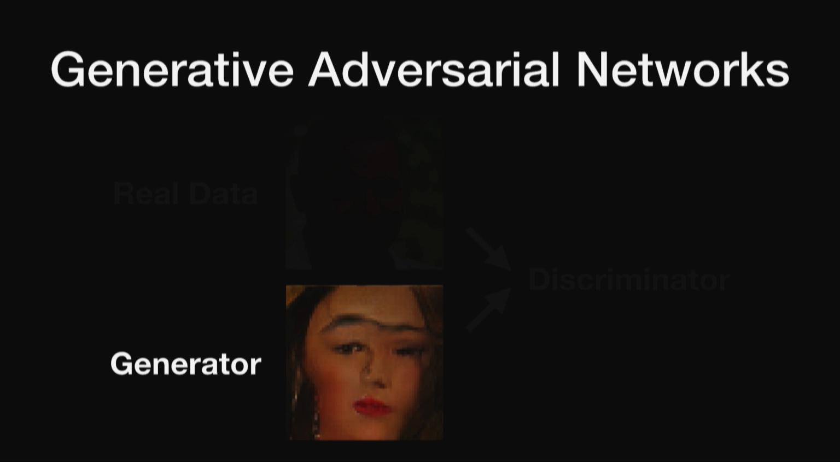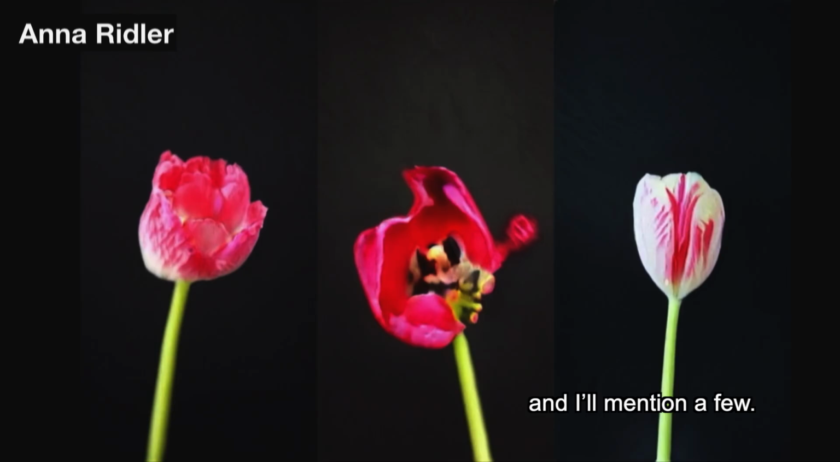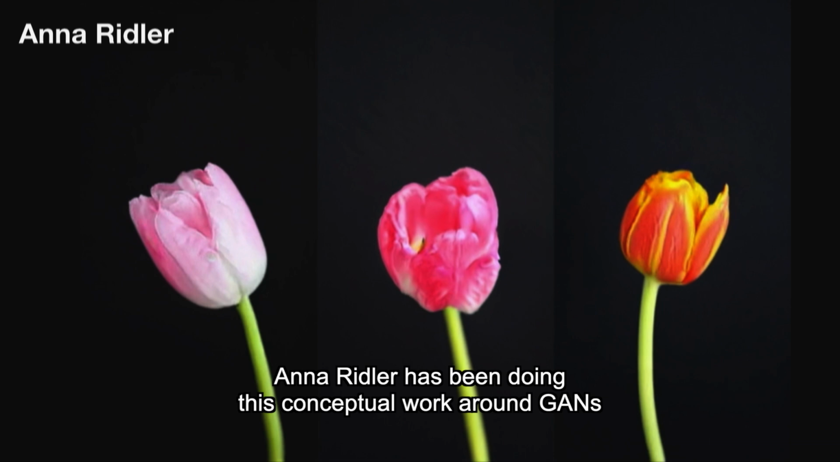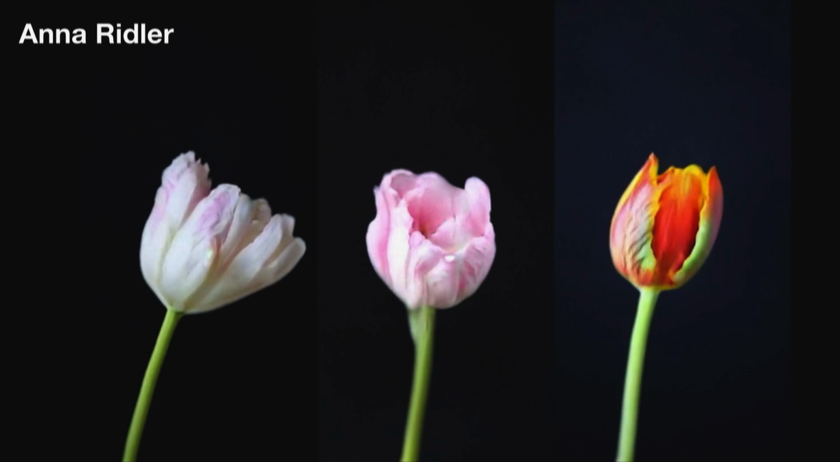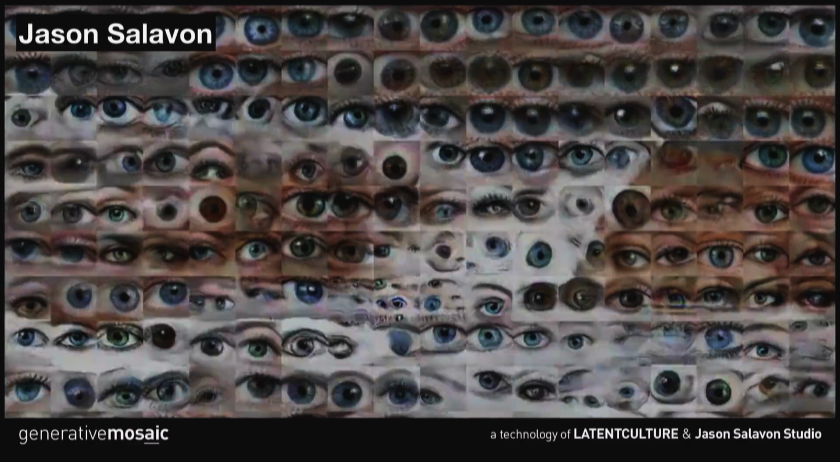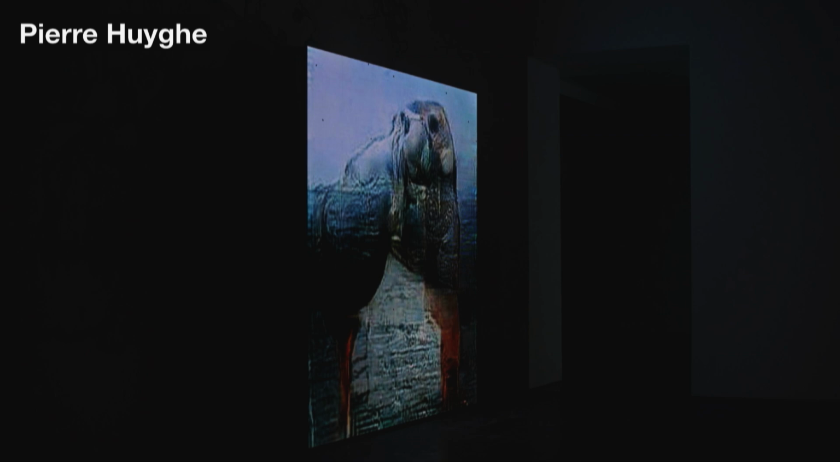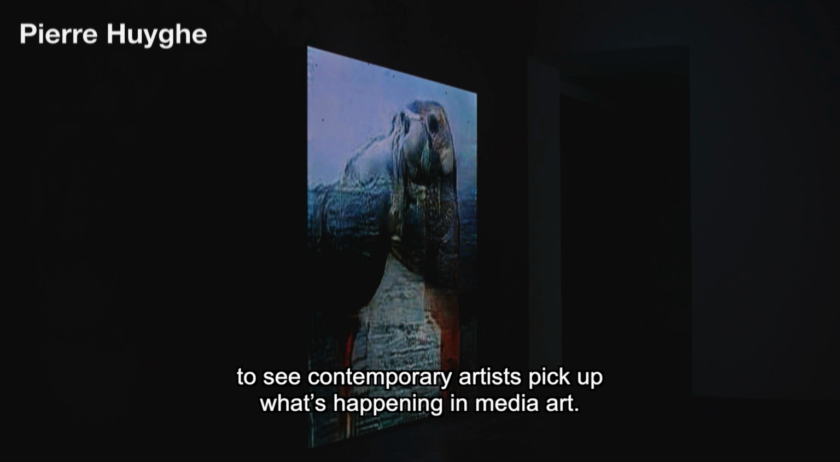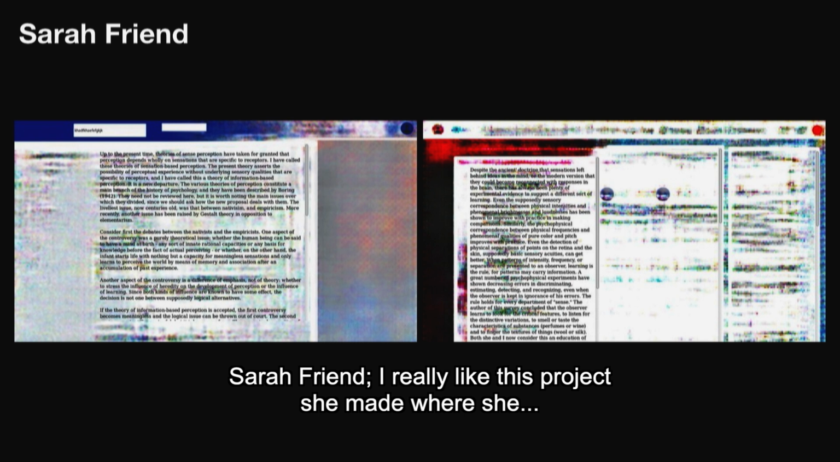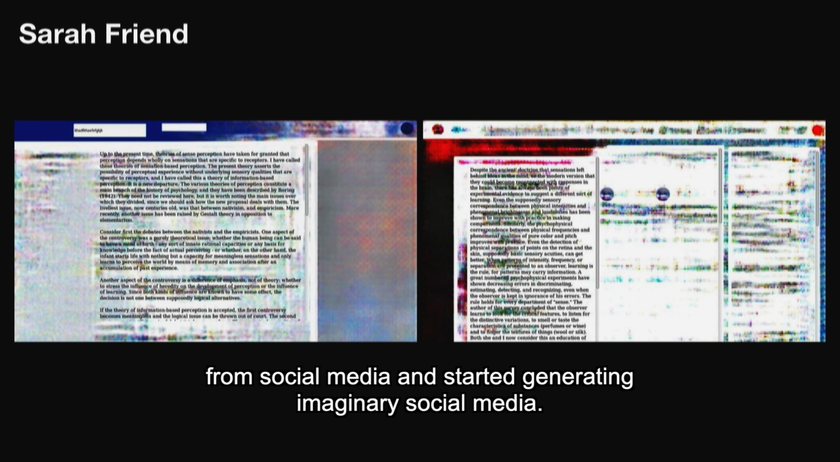There's a bunch of artists working with this, and I'll mention a few. Anna Ridler has been doing conceptual work around GANs, thinking of them as a virus, and also AI as a kind of new tulip mania. Jason Salavon has been making apps that use GANs in a mosaic context. Mario Klingemann has been doing all kinds of collaborations and work with GANs, especially around portraiture. Pierre Huyghe just recently got into it, which is surprising, always to see contemporary artists pick up what's happening in media art. Sarah Friend, I really like this project she made where she scraped a ton of images from social media and started generating imaginary social media.